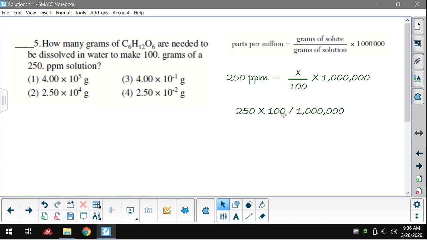So 250 times 100, and if you're good with those zeros, you now have 250 with 3 zeros, and you divide it by 6 zeros, so it's going to go 1, 2, 3, 4, 5, 6, and now you're left with 2.5 times 10 to the negative 2, because you're backing it up. You have 1, 2, 3 zeros, and you divide by 6. 1, 2, 3, 4, 5, 6. Boom.